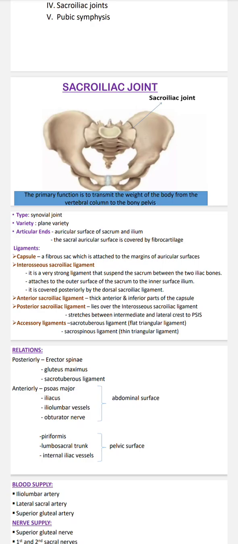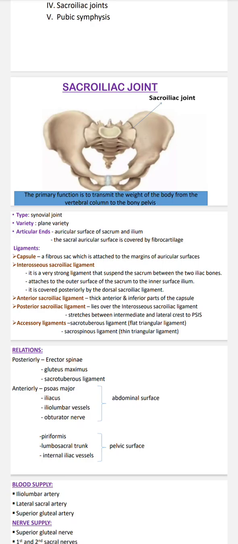The ligaments present in the sacroiliac joints are capsule, interosseous sacroiliac ligament, anterior sacroiliac ligament, posterior sacroiliac ligament, as well as the accessory ligaments, which include the sacrotuberous ligament and the sacrospinous ligament. So we'll see about them one by one. First one is the capsule. It's a fibrous sac which is attached to the margins of the articular surfaces.